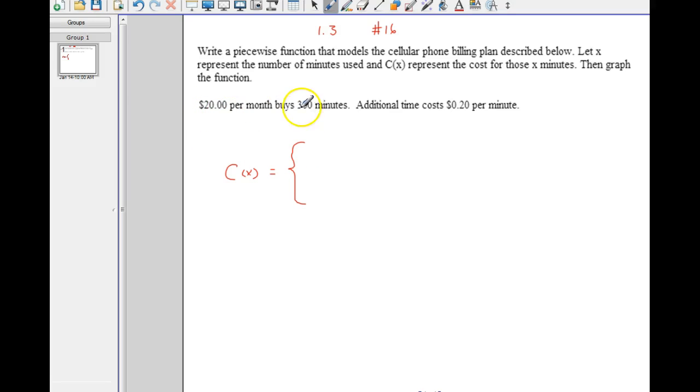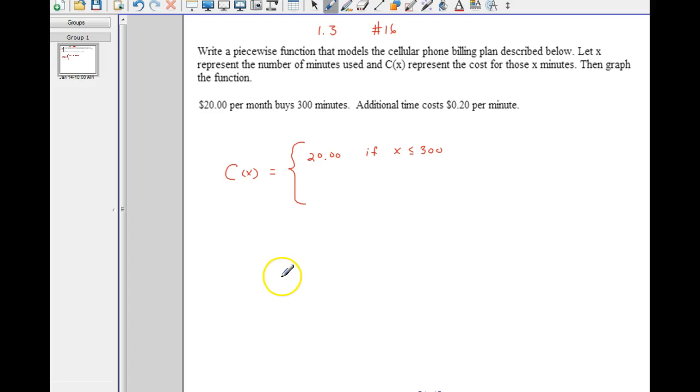It's $20 per month for 300 minutes. So if you use anything less than or equal to 300 minutes, you pay 20 bucks. So if x is less than or equal to 300 minutes. Okay. But if you go beyond that, it takes a little bit of work. You got to understand how to do it.